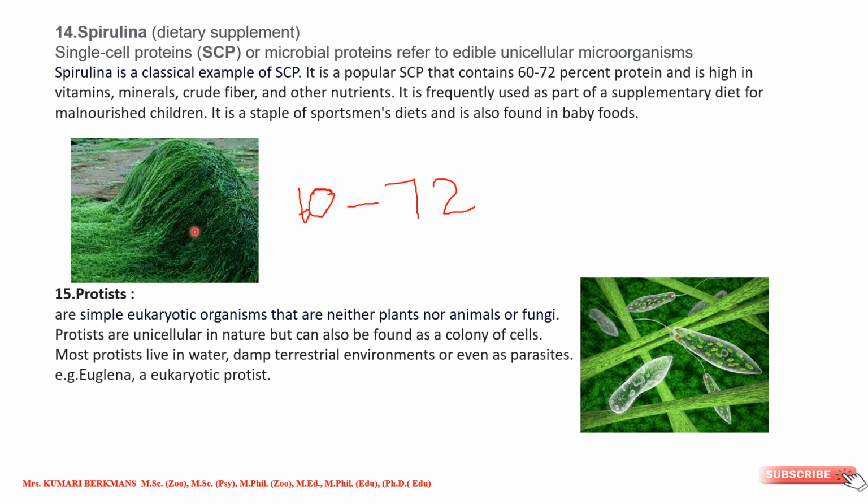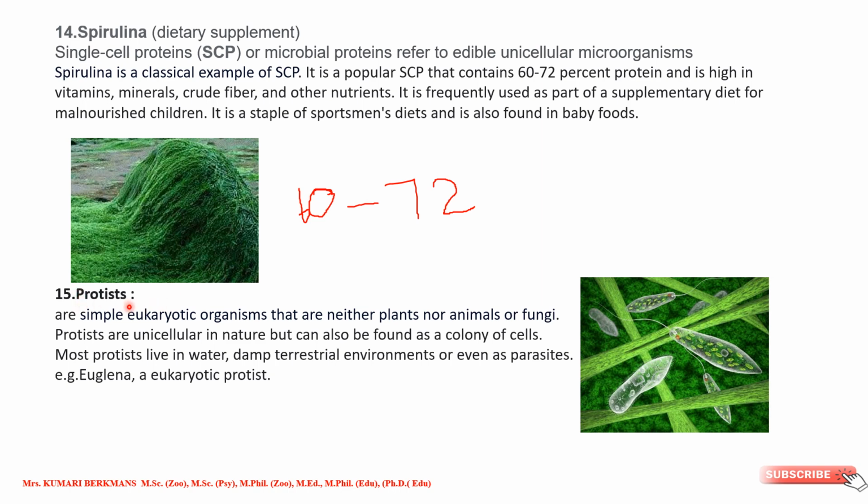Okay, protein deficiency. Not only protein, it is also rich in vitamins, minerals, crude fiber and other nutrients. It is now a staple food for sportsmen, and it is also found in babies' food. So SCP means single cell protein, that is spirulina. The protein content is 60 to 72 percent. It is usually given to malnourished children, and they recover very quickly after taking spirulina. So this is a very important dietary supplement for protein, spirulina, which is a single cell protein.